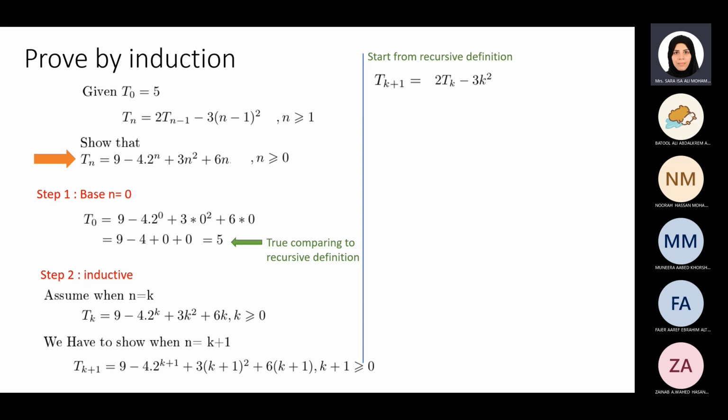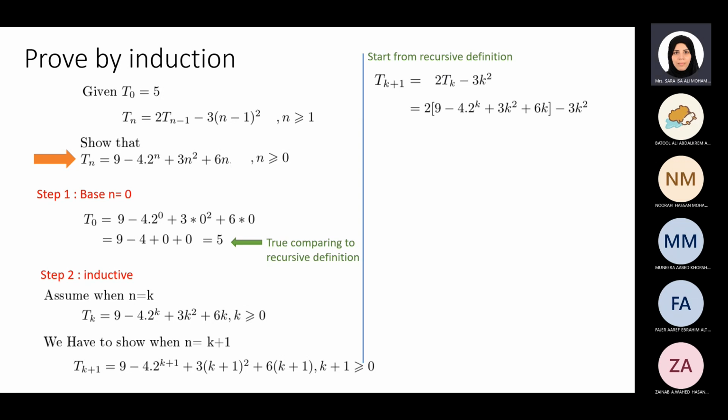My goal is to substitute now, and I use my assumption to try finding a right-hand side. What is tk? Tk from my assumption is equal to this term. So instead of tk, I will remove it and write its equivalent from the assumption. So I will remove it and substitute.